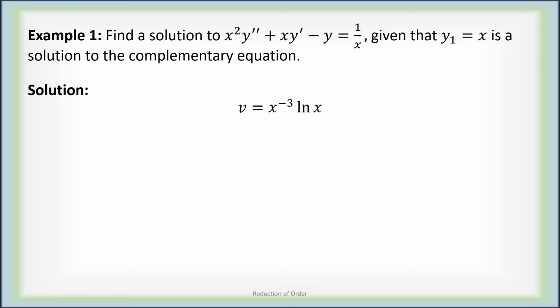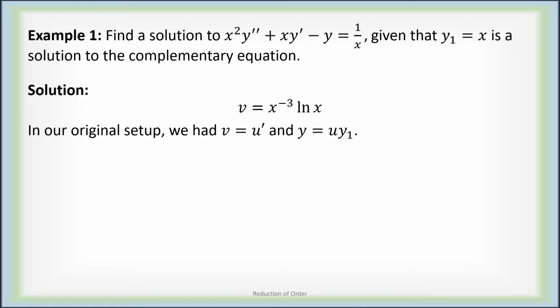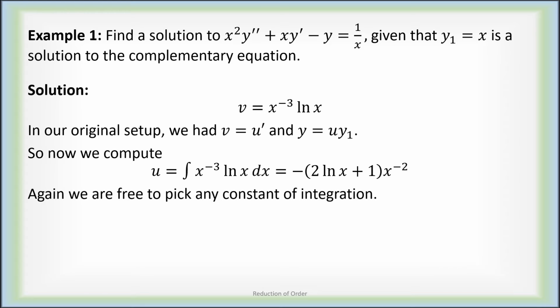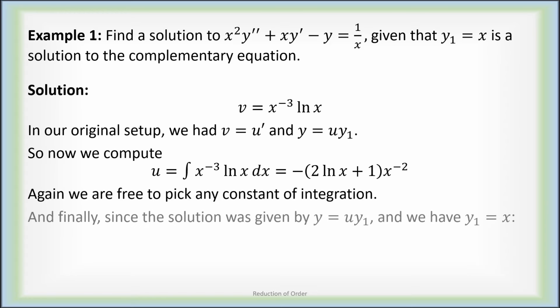Well, if v is x to the minus third times log x, and v was u prime, and y was uy1, now we just have to solve these individual steps here. So, if v is u prime, then u is the integral of v. The integral of x to the minus third log x is negative 2 log x plus 1 times x to the minus second. And again, we can pick any constant of integration we want. We really just need to find a solution, not all of them. And finally, since y was uy1, well, now that we have u, and remember that y1 at the beginning of the problem was given to be x, I multiply that by x and we get y should be negative 2 log x plus 1 times x to the minus first.